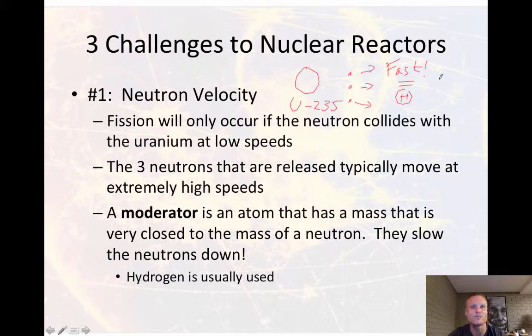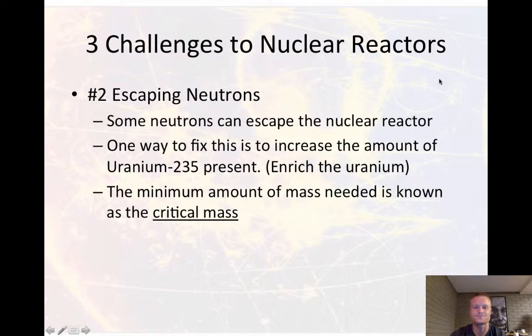I kind of like to think about pool. If you hit the cue ball into another pool ball, the cue ball is going really fast, it hits the pool ball, bam, the other pool ball moves, and the cue ball has slowed down considerably, if not almost stopped. Okay, so that's what a moderator does. It slows the speed of neutrons down to allow this chain reaction to occur.